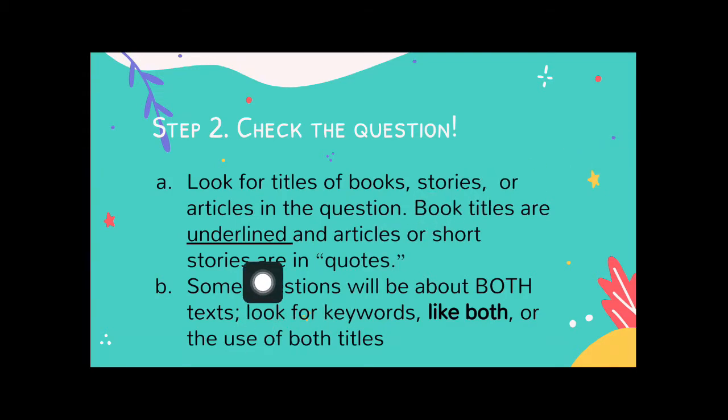To do that, you're going to look for titles. Titles can be titles of things like books or stories or articles. Book titles are underlined, and articles or short stories are in quotes. So today we'll see a lot of quotes around the titles of things. But some questions might not be about one text. They might be about both. So your question might say, both.